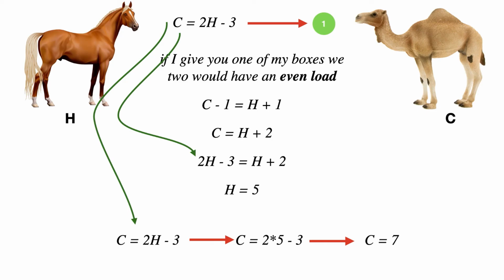Thus answer to this puzzle is horse is carrying 5 boxes and the camel is carrying 7 boxes.